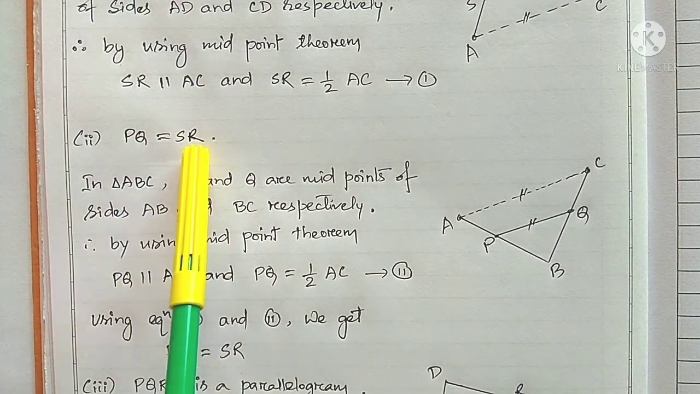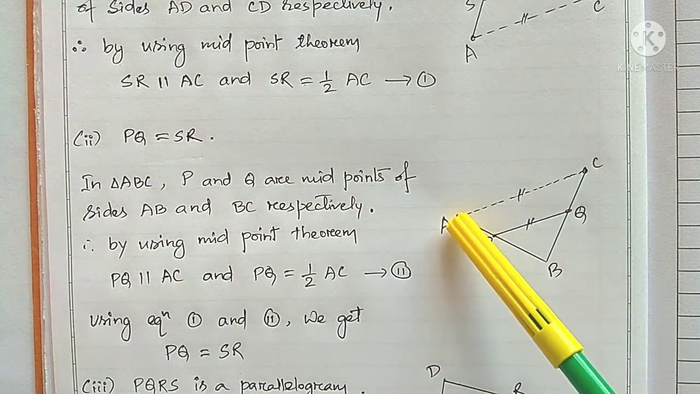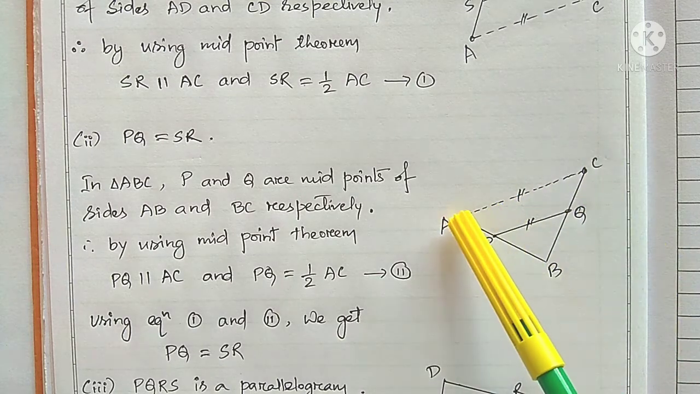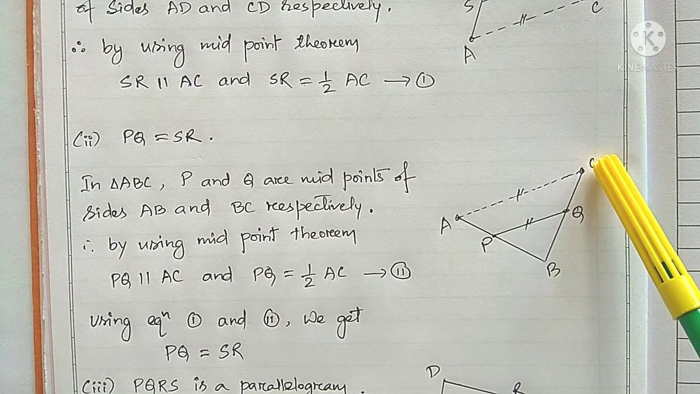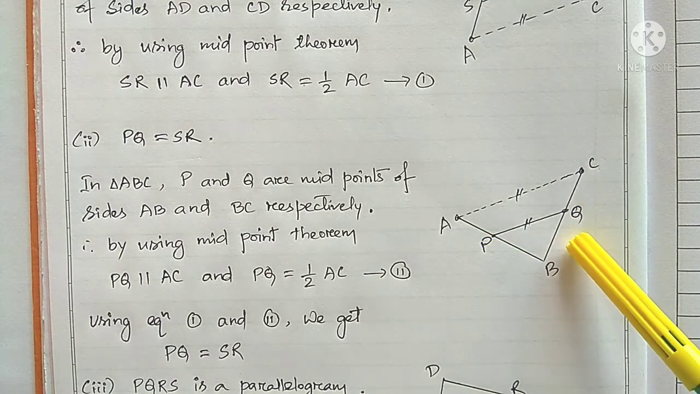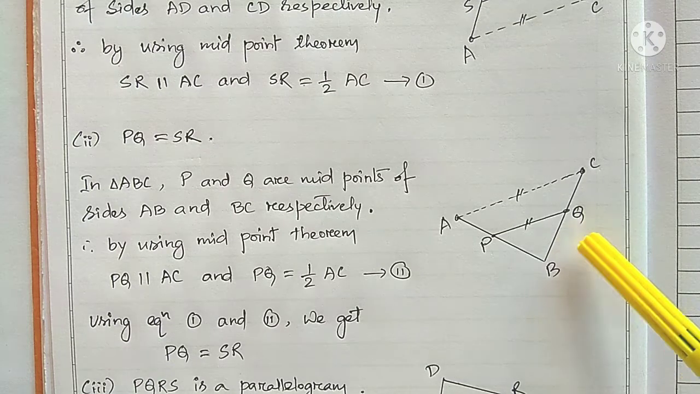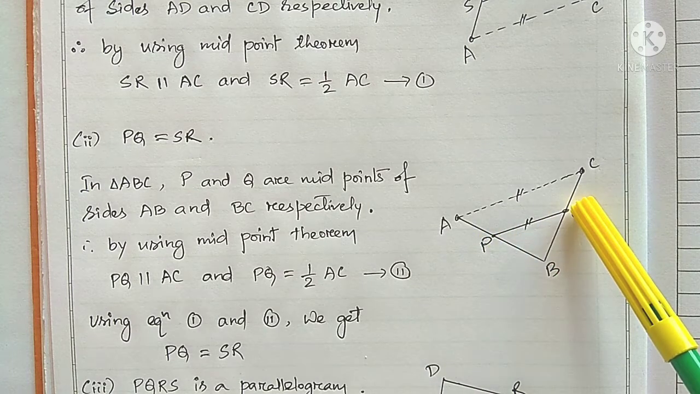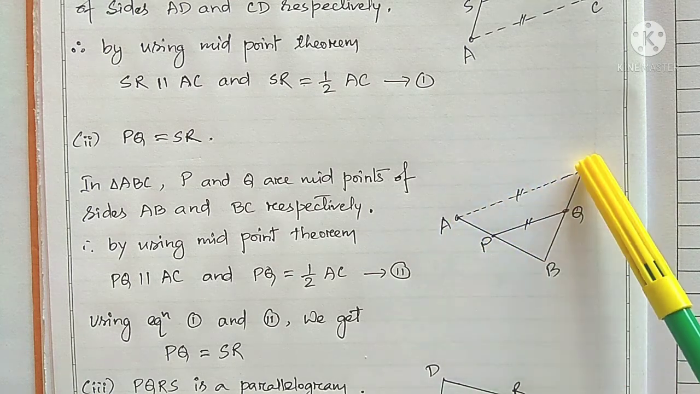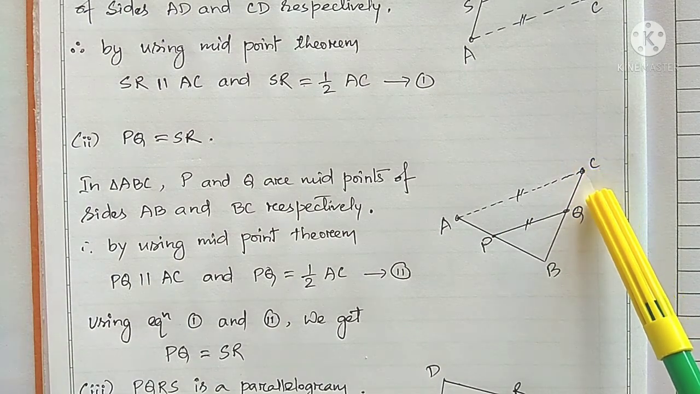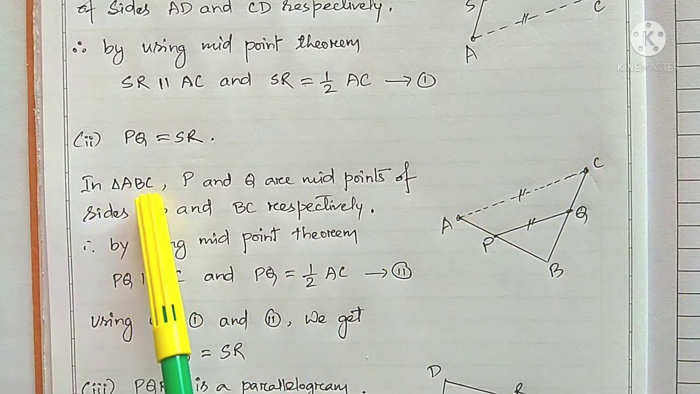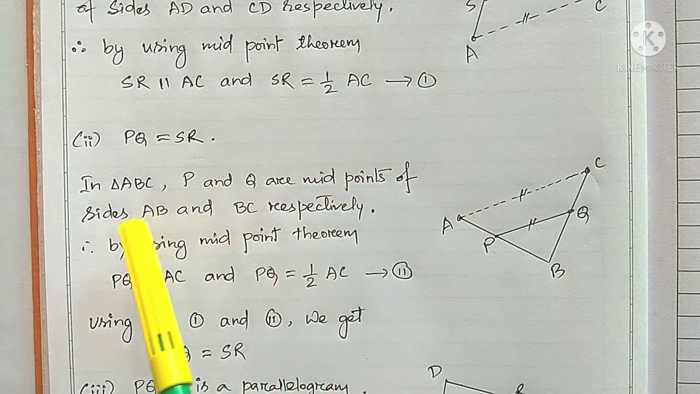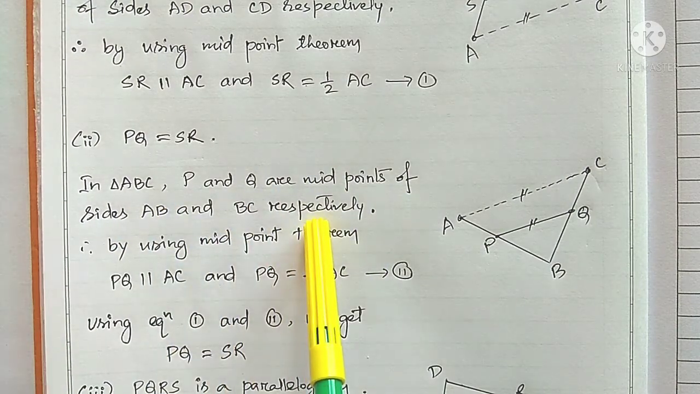Second one, PQ equal to SR we need to prove. In this case, we take the other triangle part, that means this one is ABC. Again, this ABC is a triangle, and already given P and Q are the midpoints. If P and Q are the midpoints and we join this PQ, this line PQ is always parallel to the third side according to our midpoint theorem. So here it is written: in triangle ABC, P and Q are the midpoints of the sides AB and BC respectively, isn't it?